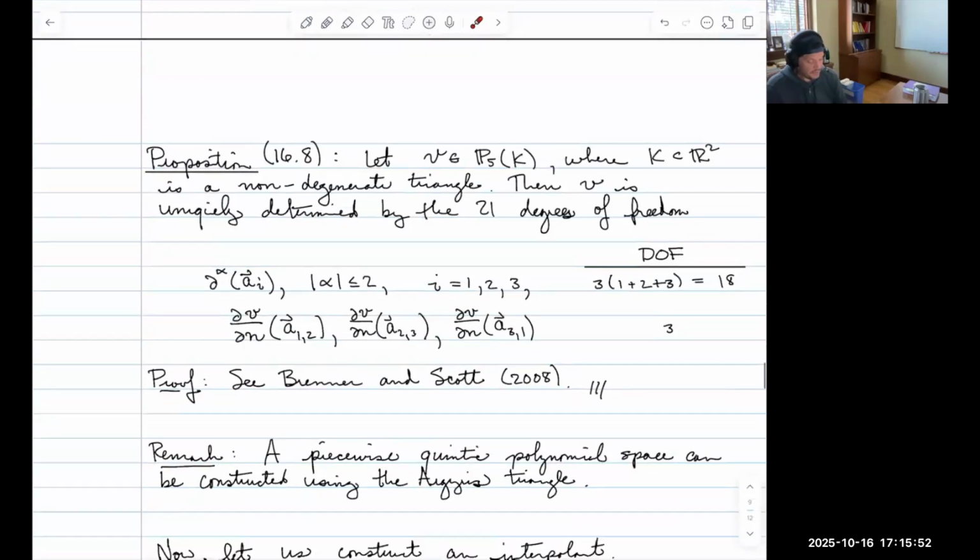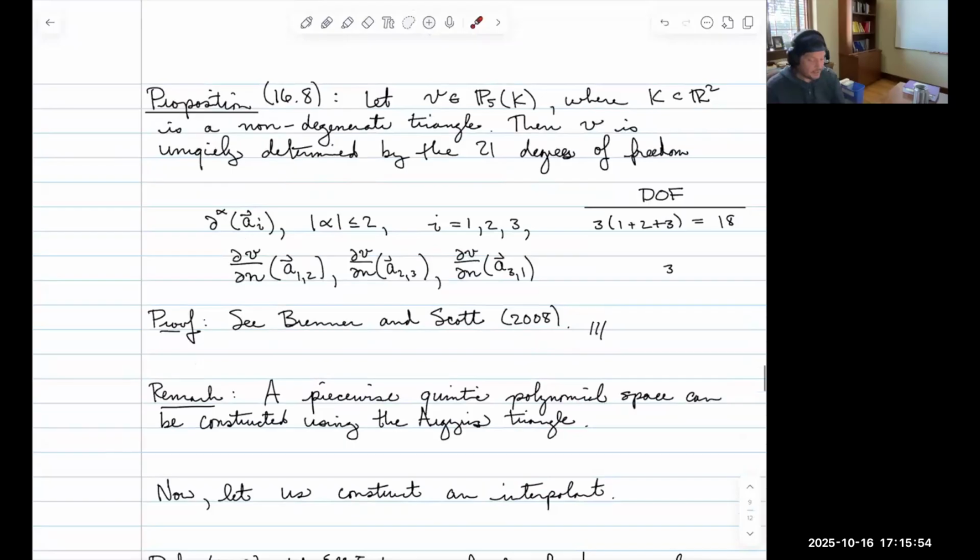And that is guaranteed to us by this next theorem. Let V be a polynomial of degree 5 on some triangle that is non-degenerate. That means it has finite positive area, as usual. Then V is uniquely determined by the 21 degrees of freedom that I just listed.